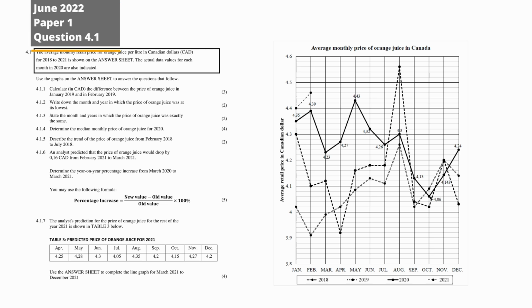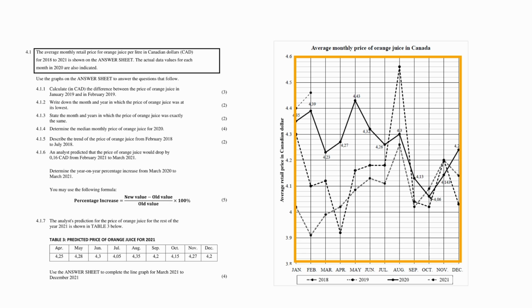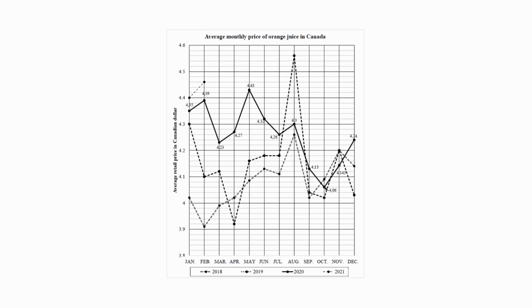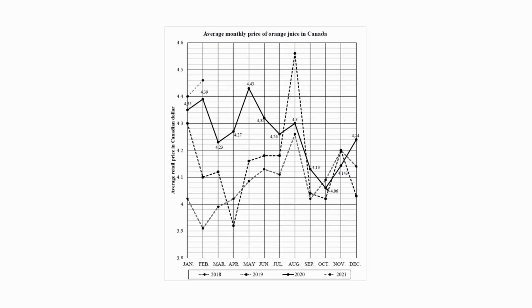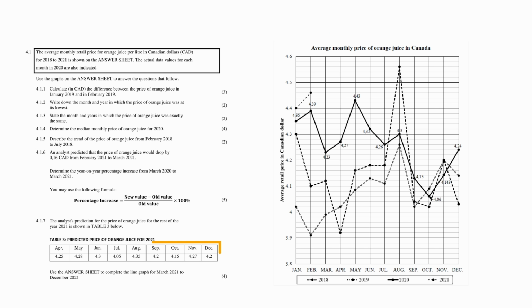Question 4.1 consists of 7 data handling questions that were designed to assess your understanding of data handling in relation to multiple line graphs that are drawn on the same set of axes. You are given multiple line graphs that are drawn on the same set of axes in the answer sheet. The graphs represent the average monthly retail price of orange juice per litre in Canadian dollars for 2018 through to 2021. You should notice that the graph for 2021 is not completed on the answer sheet, and you will be asked to complete this graph using the values in table 3.